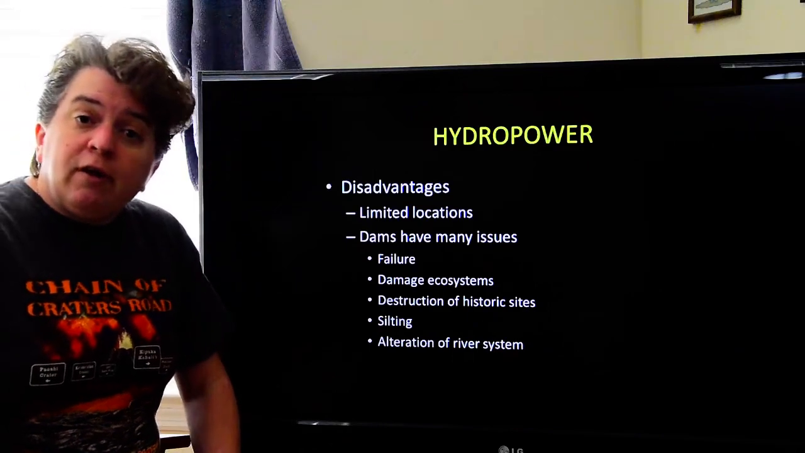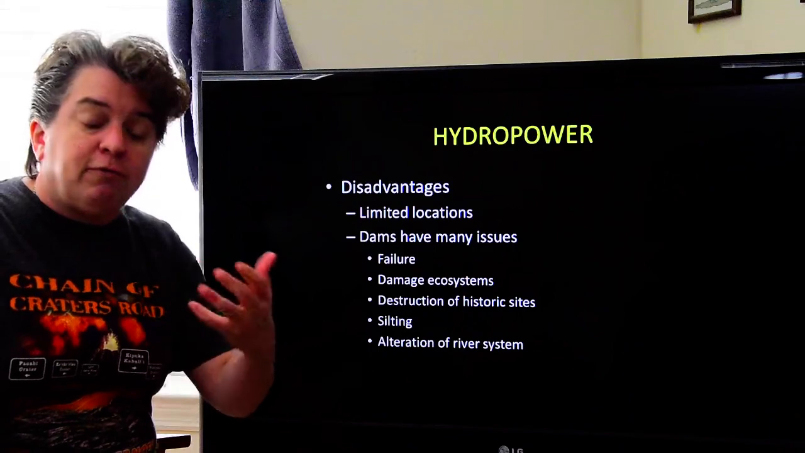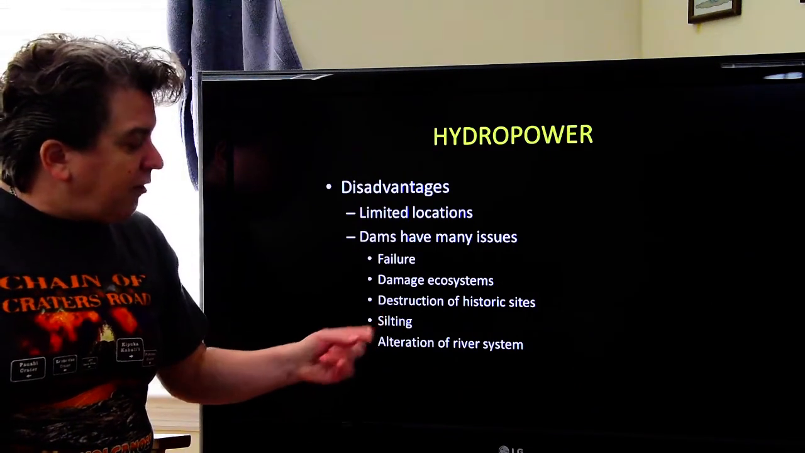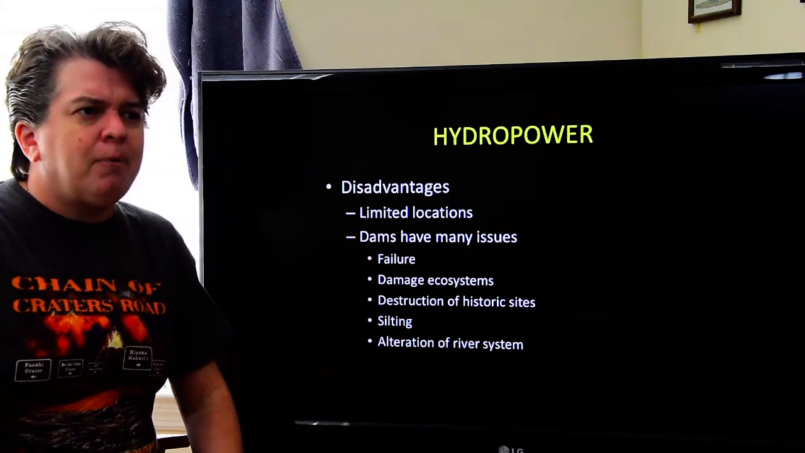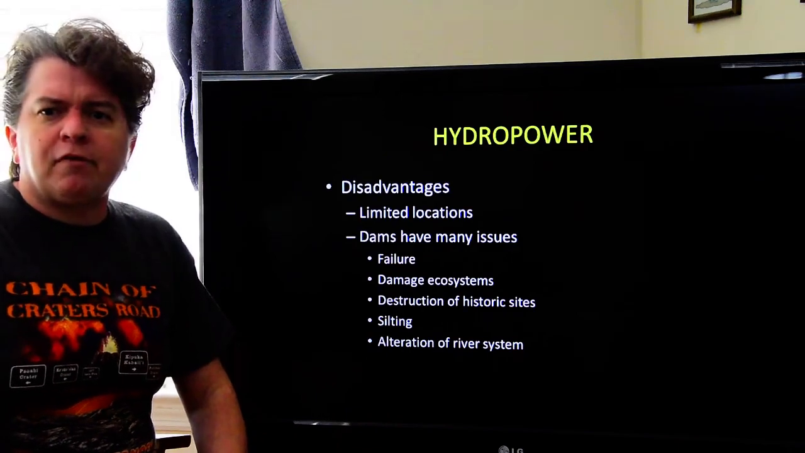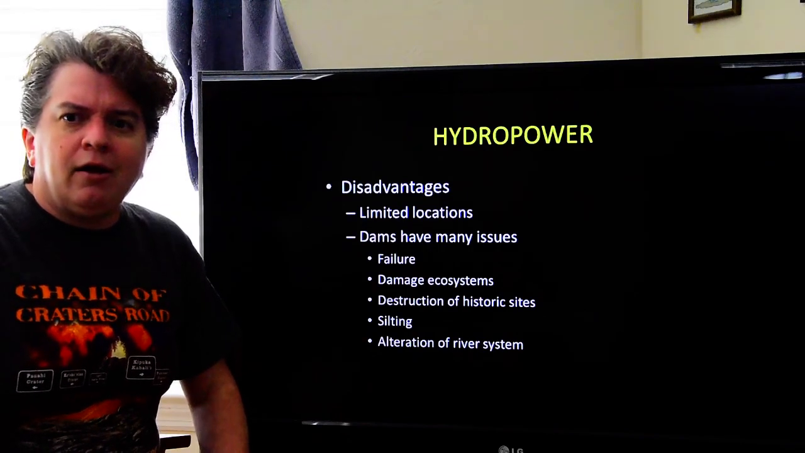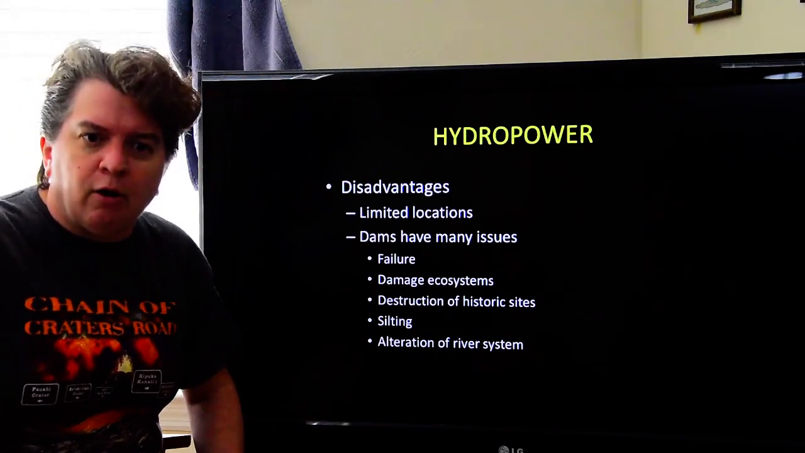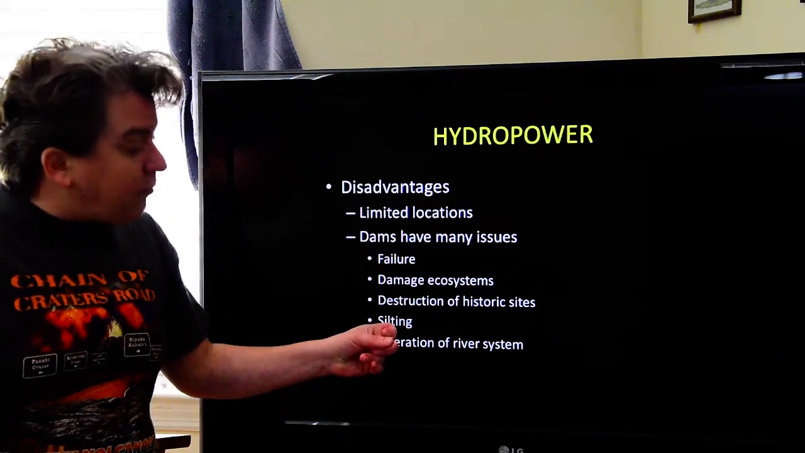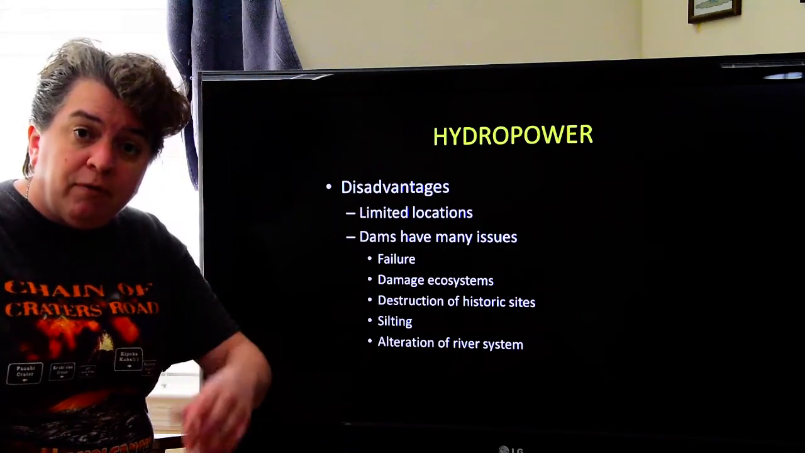There's the destruction of historic sites. When you build a dam, you're flooding an area. You could flood many different places, including archaeological sites and also even just towns. There's a dam down in southern New Mexico, Elephant Butte Reservoir. You can go scuba diving in an old town that's underwater now because it basically got flooded when they installed the dam.